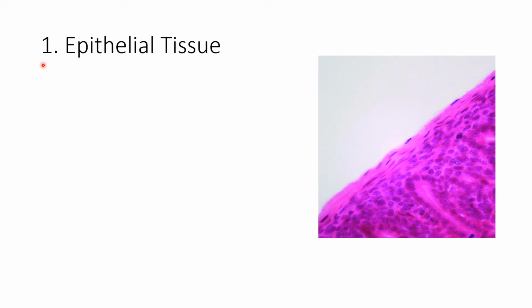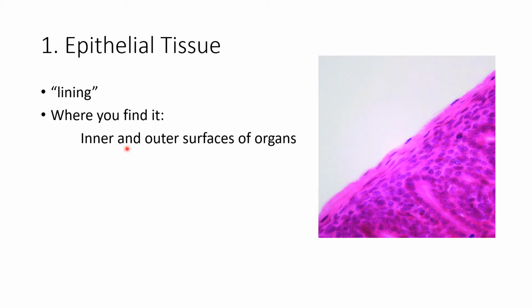So there are four main groups of tissues. The first that we're going to talk about is called epithelial tissue. Epithelial kind of means lining. So the places on the body where you find different types of epithelial tissue are like the inner and outer surfaces of organs. You can think of your bladder as a pouch, and it has an outside surface and an inside surface, and there would be epithelial tissue lining both of those surfaces, inside and outside.